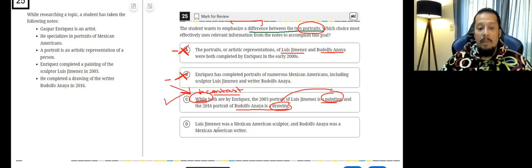And again, answer D. We're not comparing the portraits, right? Luis Jimenez was a Mexican-American sculptor. Rodolfo was a Mexican-American writer. We're comparing the people here in answer D and not the actual portraits. We're going to go with answer C.